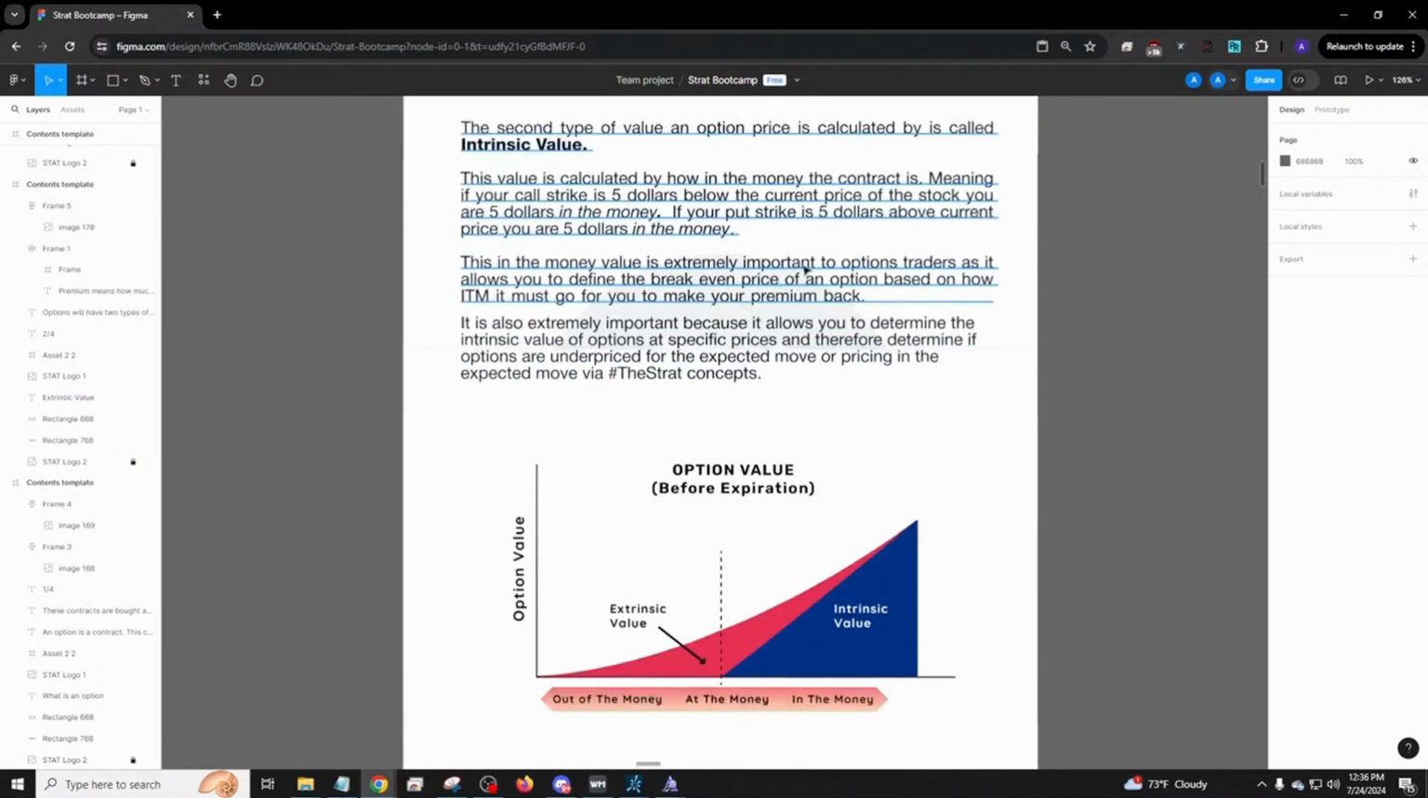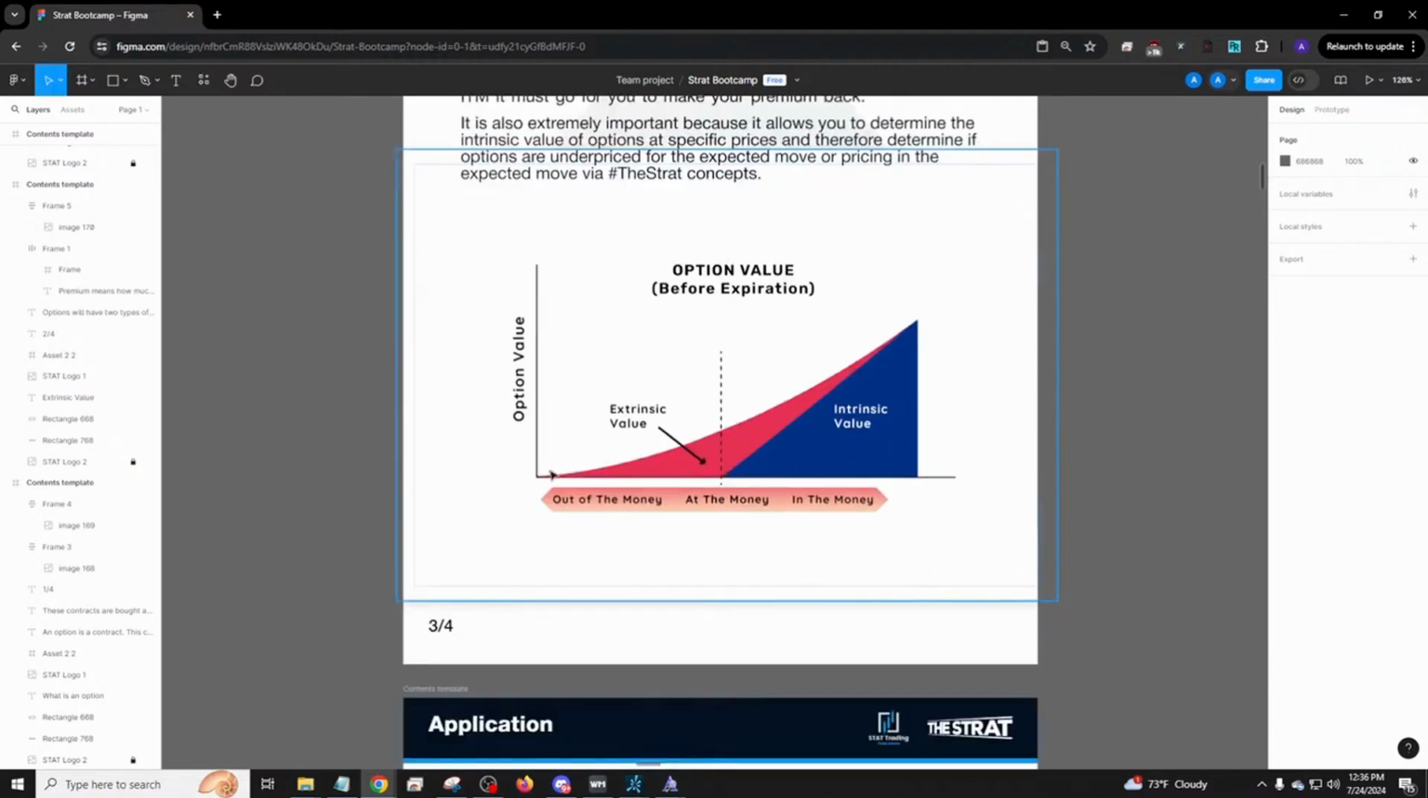Since this is calculated, it's very important to know, because it allows you to define your break-even price of an option based on how in the money it must go for you to make your premium back. It's also very important because it allows you to determine the intrinsic value of options at specific prices, and therefore determine if the options are underpriced for the expected move or pricing in the expected move via the Strat concept with magnitude.